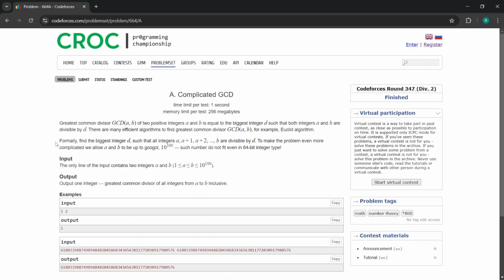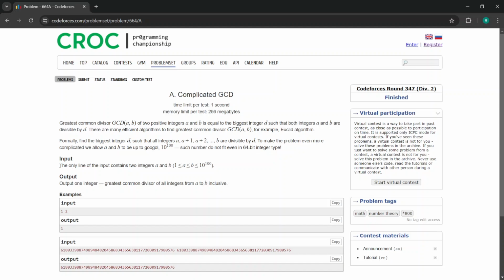So after that, formally, find the biggest integer d such that a plus 1, a plus 2, up to b are divisible by d. To make the problem even more complicated, we allow a and b to be up to a googol, 10 to the power 100. Such a number doesn't even fit in a 64-bit integer type. Okay, so do not worry, we'll tackle this problem. I'll explain the approach.